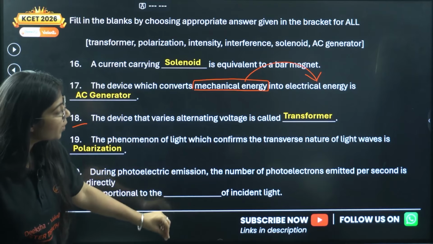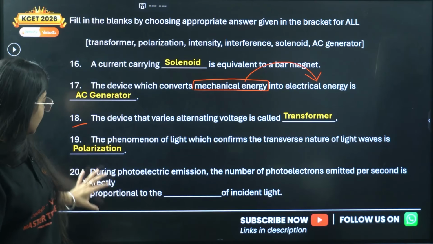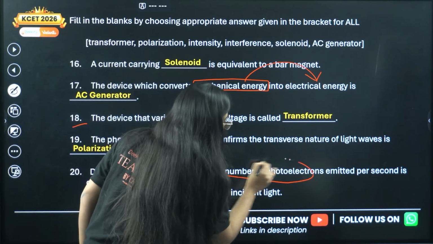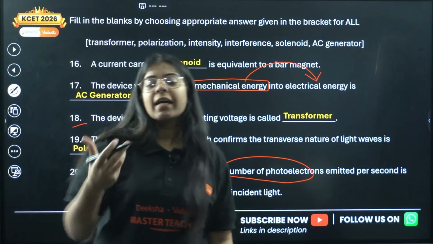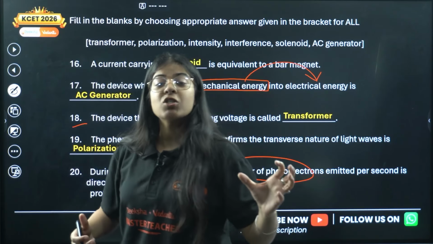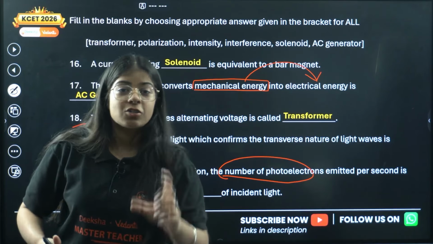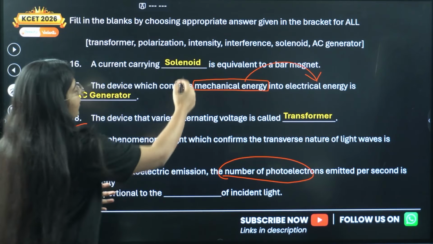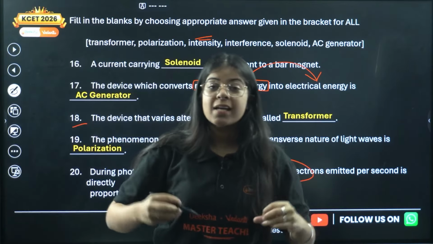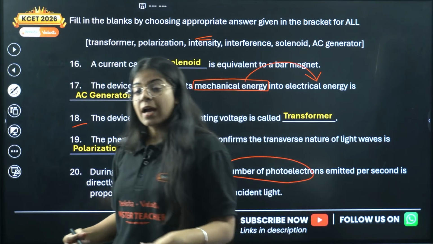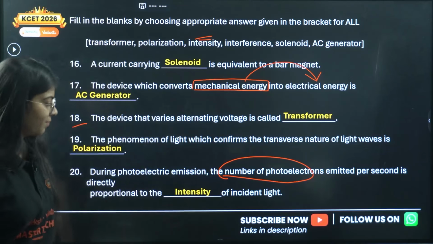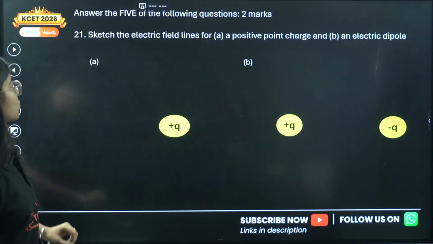photoelectric emission, the number of photoelectrons emitted per second is directly proportional to the what? Be very careful. They can ask you in which case more energy of electrons will be emitted, or in which case more number of electrons will be emitted. So be very careful while answering this. This is intensity. The more light rays are coming, the more electrons will be ejected. That means the more intensity of light, the more electrons are being ejected. Correct? Okay, let's move on to the next question.